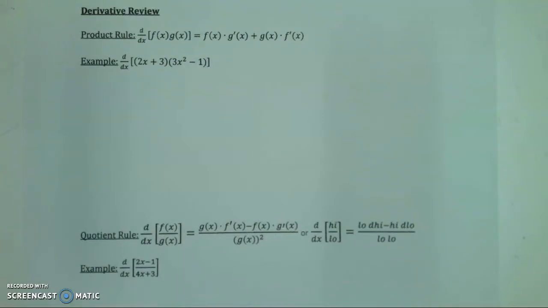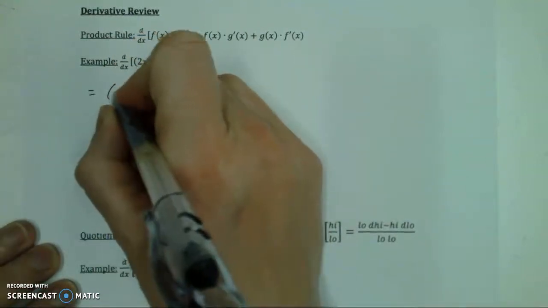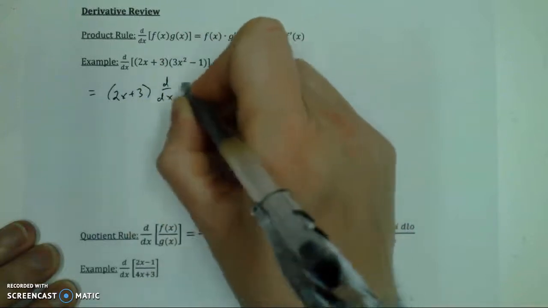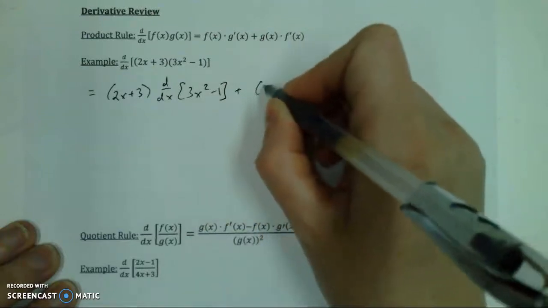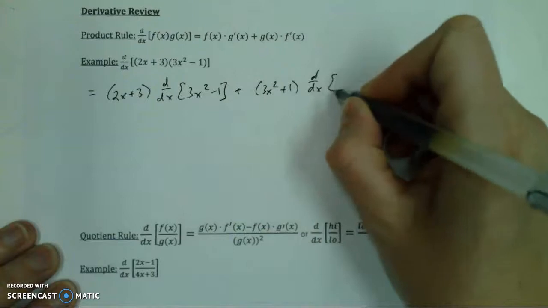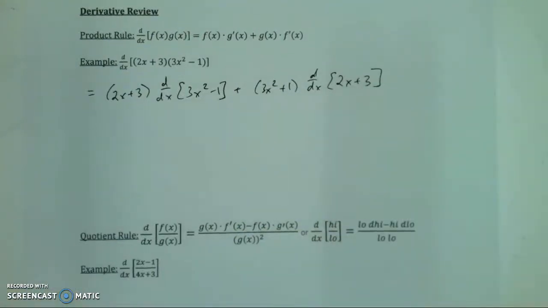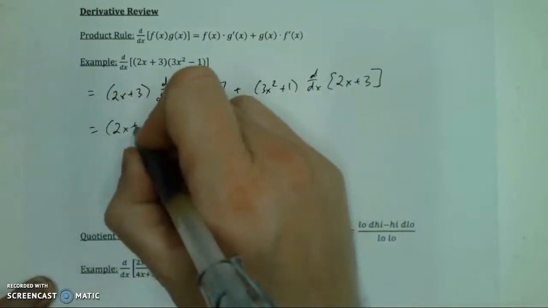So let's go ahead and practice with this product rule. So I'm going to take the first function exactly as it is, and then multiply by the derivative of the second one. And then I'm going to add the second one exactly as is, and multiply by the derivative of the first. So that is just writing out what my product rule is. So let's go ahead and finish those derivatives.